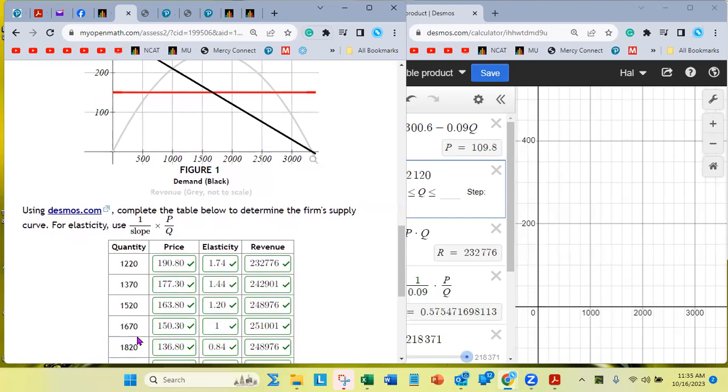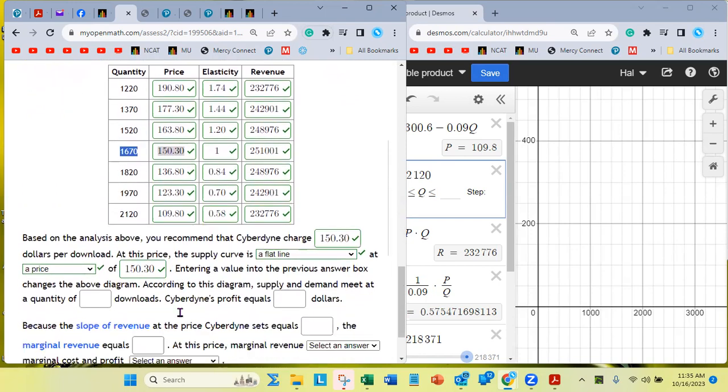And where else is this quantity reported? Well, it's reported right here in the table. There's nothing to calculate here, right? When the quantity is 1,670, the price is 150.30 according to our demand curve, right? So if we set the price at this, we expect to sell 1,670 units, right? We expect to sell 1,670 downloads.